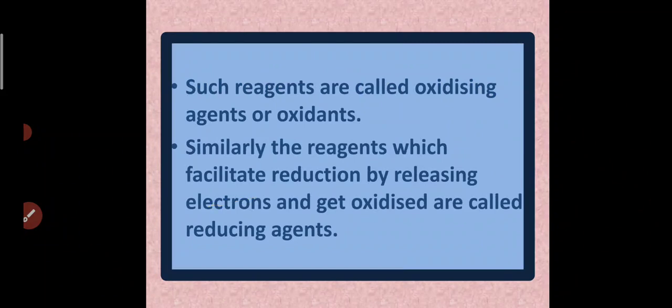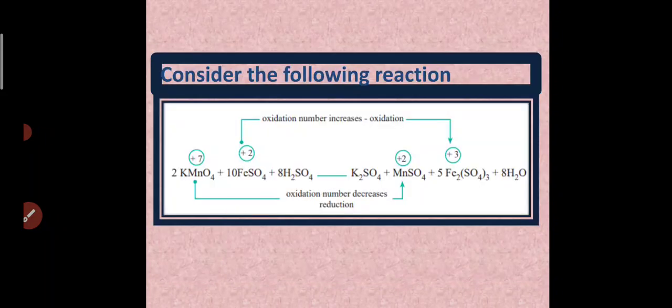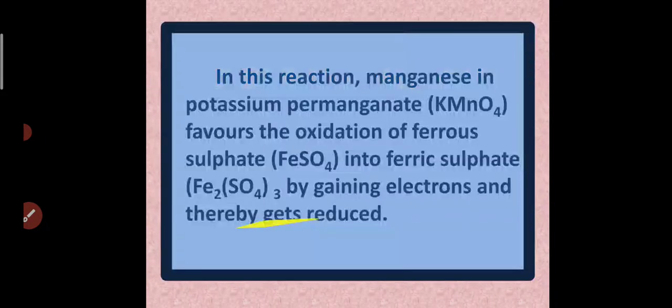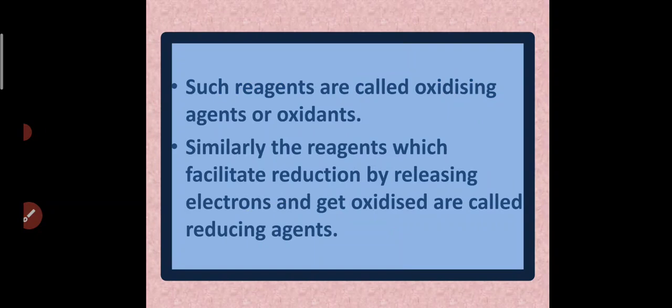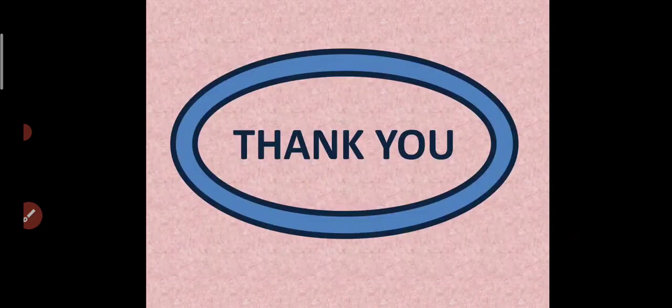Such reagents are called oxidizing agents or oxidants. Any reagent, compound or solution which makes this happen, which causes the removal or gain of electrons, especially which makes the oxidation number increase, is an oxidizing agent or oxidant. Same way, that which makes the reduction possible, we call it a reducing agent. Clear?